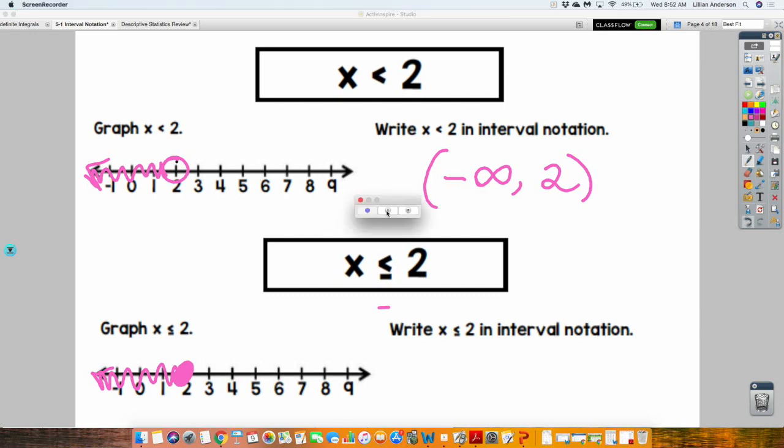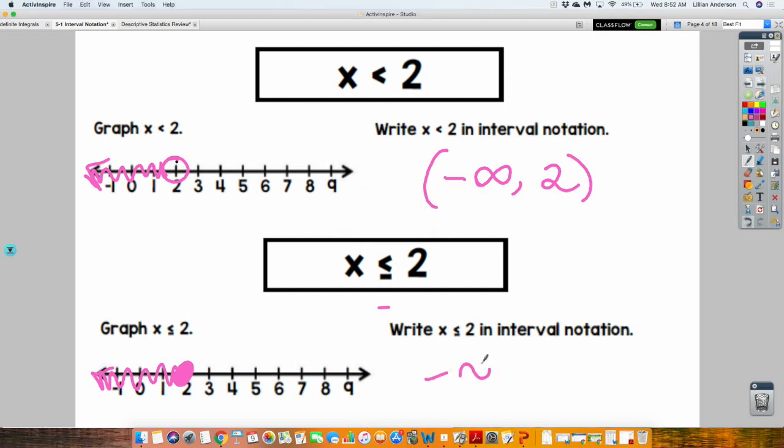All right. So if you look at this one, what number is the furthest to the left? Negative infinity. And it goes all the way to what number? Positive 2. You are going to have a bracket around 2 because it is defined. It is equal to 2. Brackets, or sometimes you hear me say square bracket. That means that 2 is defined.